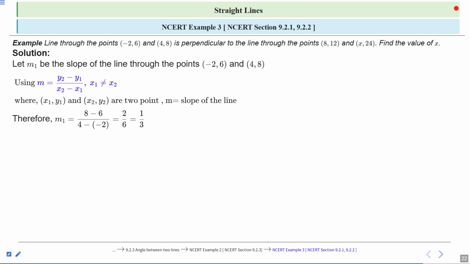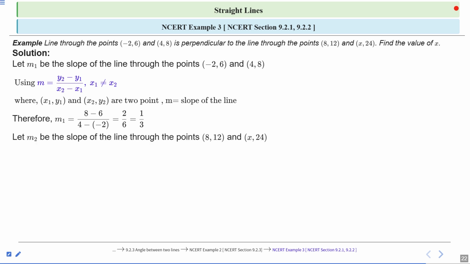If we substitute (x1, y1) as (-2, 6) and (x2, y2) as (4, 8), then we obtain the value of m1. This is equal to (8 - 6)/(4 - (-2)), which is equal to 2/6. After calculating, you will get 1/3. So the value of m1 is 1/3.